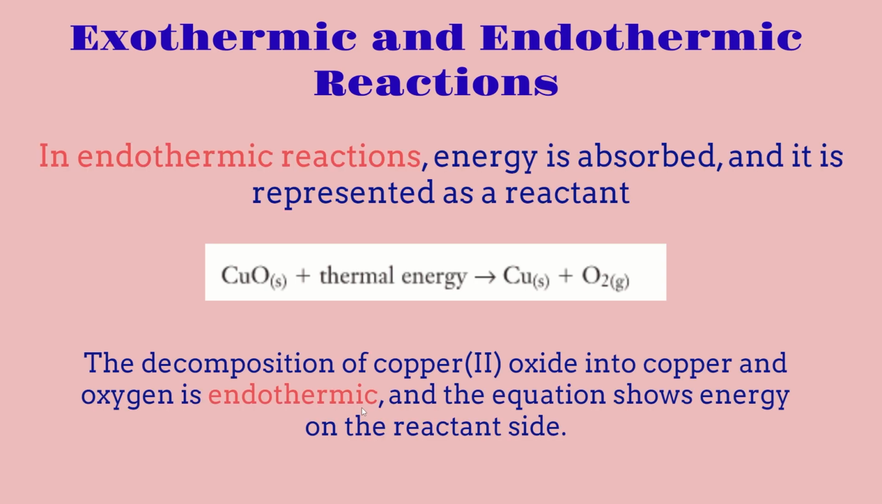In endothermic reactions, we know that energy is absorbed and it's represented as a reactant. So inside of the chemical formula, whenever we see it, we're always going to add thermal energy to the reactant side. For this example, we have copper oxide plus thermal energy makes copper plus oxygen. In endothermic reactions, it's absorbing energy, so that's why it is on the reactant side. The decomposition of copper oxide into copper and oxygen is endothermic, and the equation shows energy on the reactant side. Whenever you see energy on the reactant side, you know it's going to be an endothermic reaction.